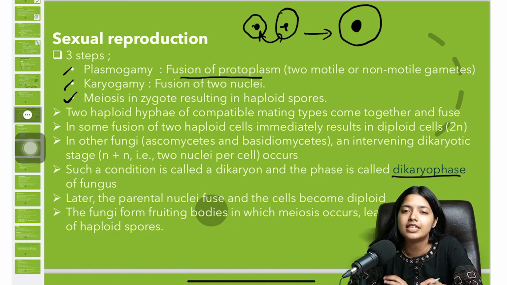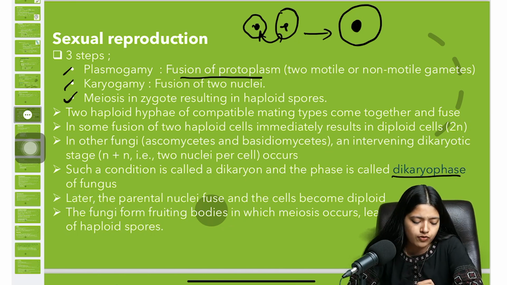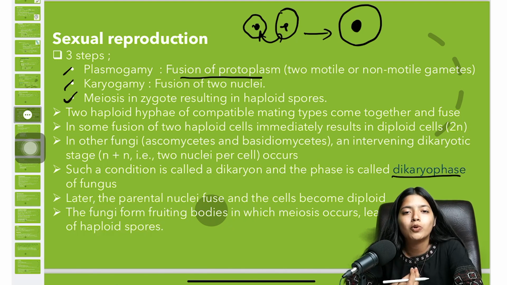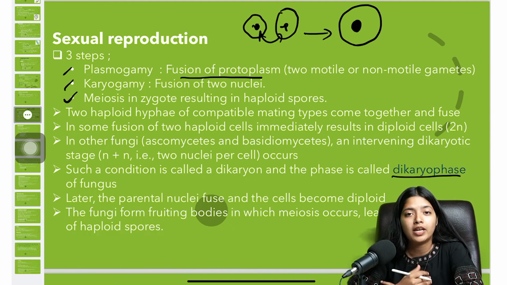So meiosis is a type of cell division. Just remember, now this cell needs to divide. So then meiosis will occur. So this is the zygote. Zygote is the first cell formed. So zygote is formed and then meiosis occurs, and after meiosis haploid spores are formed. Spores are reproductive structures.